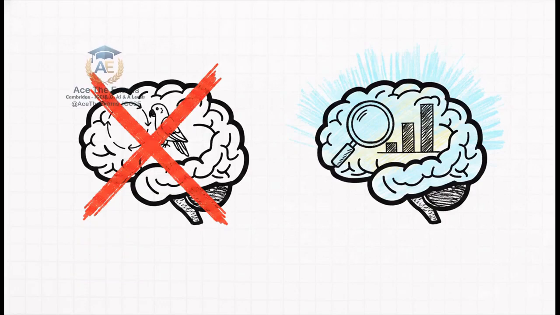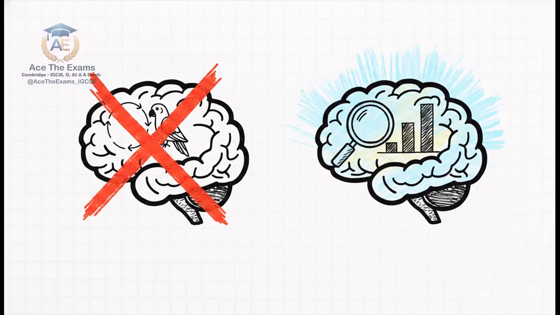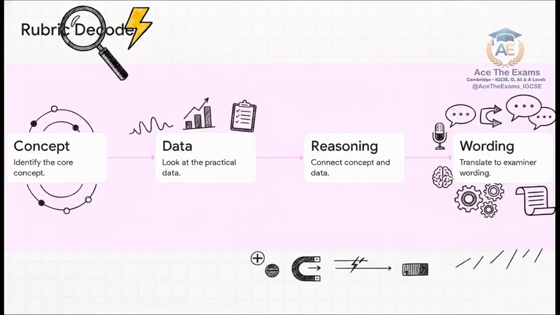This right here is exactly why your ordinary revision fails. Just memorizing a phrase like "charges repel" is nowhere near enough to secure those high-level practical investigation marks. The examiner isn't just checking if you memorized a textbook fact. They want to see if you can apply scientific reasoning to actual empirical data. Figuring out what they want is kind of like learning a secret language.